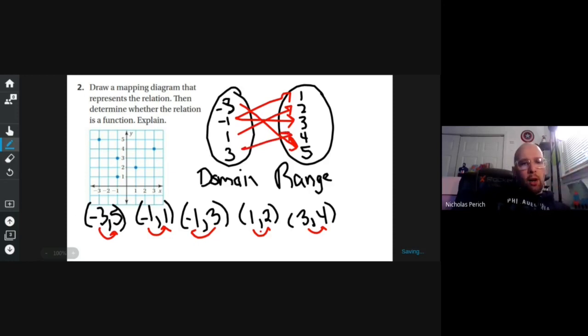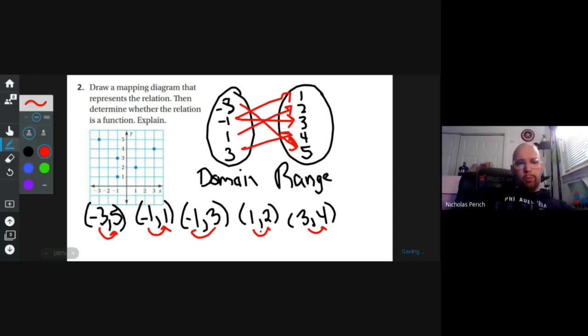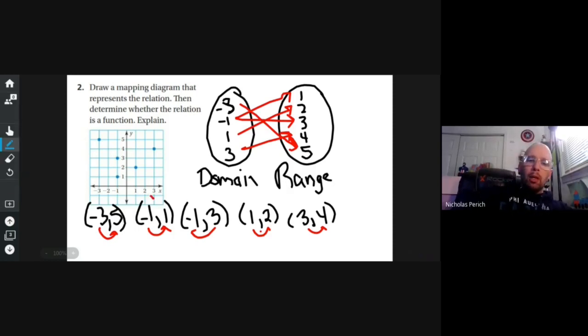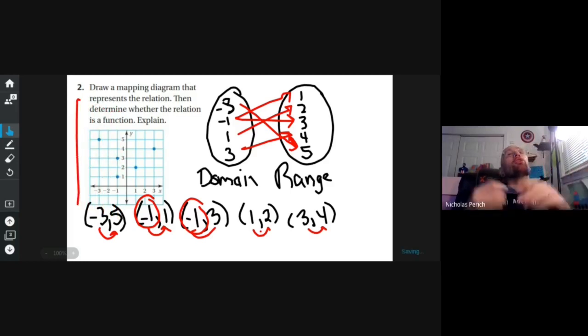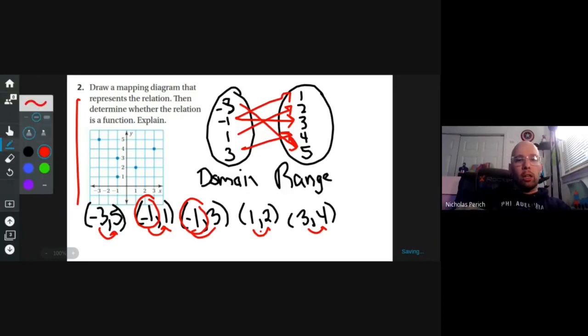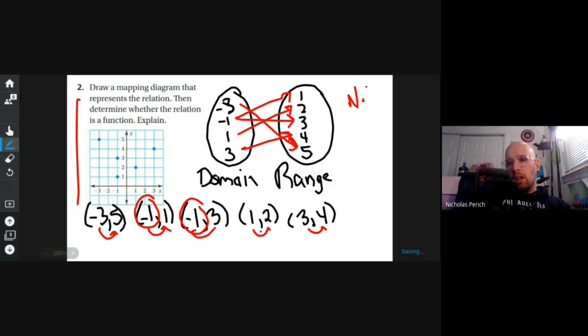Is this a function? No. Why? Because that value right there, -1, is used twice. Also, from what you learned yesterday, you ready? From what you learned yesterday? It fails the vertical line test. So here's my mapping diagram, and it's not a function.